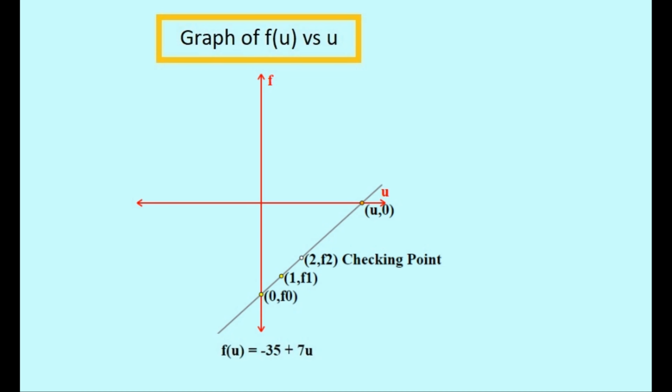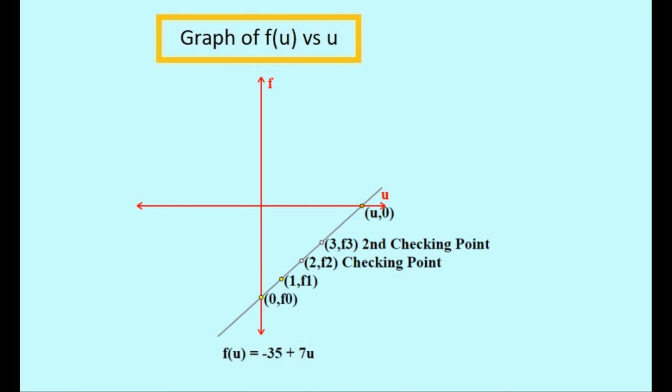We could use the point 2, f2 to check whether or not the function is correct for one other point. So if it is, then the function is highly likely to be correct. We could even use another point like 3, f3 to check it again. It looks correct for 3, f3, so it is even more highly likely to be correct.